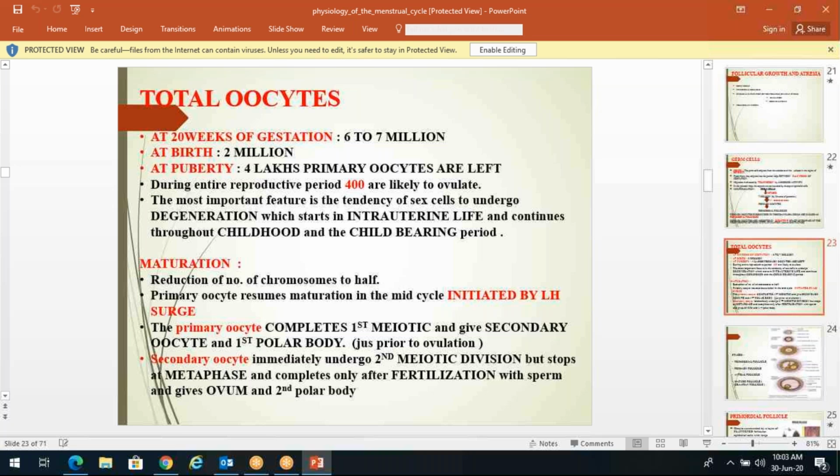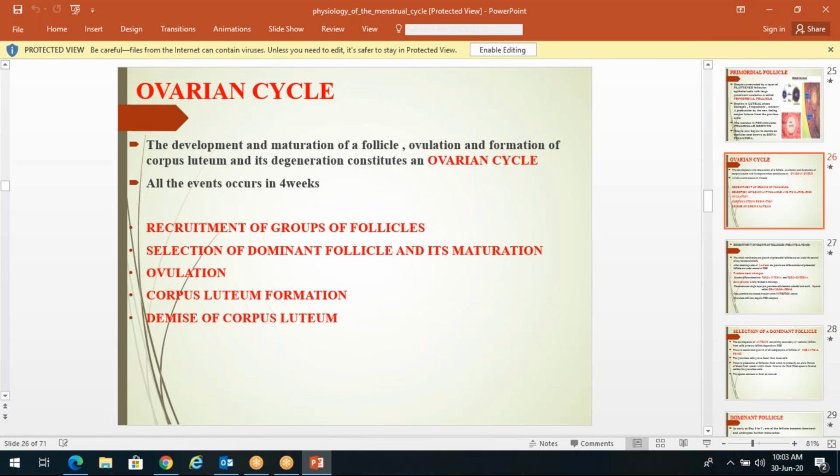So, the ovarian cycle. Any menstrual cycle has to be coordinated with the ovarian cycle. So what happens in the ovarian cycle? There will be recruitment of a group of follicles, and selection of a single follicle to form the dominant follicle. This dominant follicle has to mature into a Graafian follicle, and after the formation of the Graafian follicle, ovulation occurs. And after ovulation, this Graafian follicle is converted into the corpus luteum.